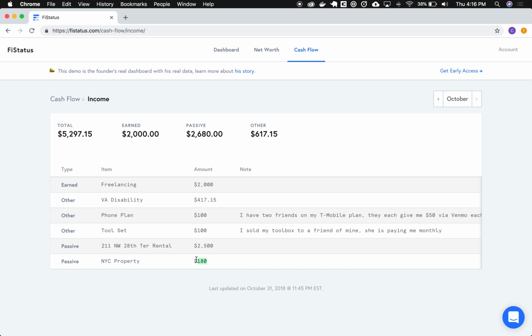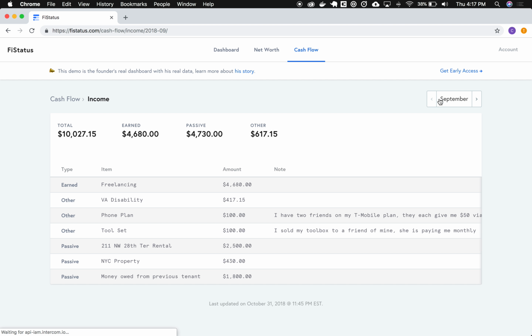And I also have a rental property in New York, which this past month only produced me $180 because I'm subleasing that out, which is fine. And then we can see that last month I made this much money, had a previous tenant who owed me this much money, so that's why this amount was a lot more. I also made a little more money from that New York income. So this is all about my income, right?